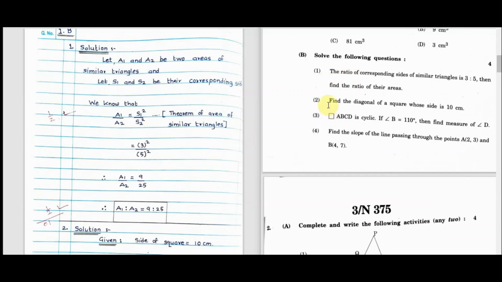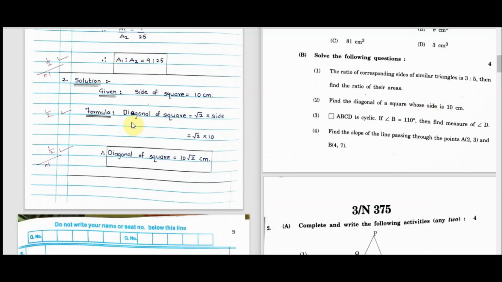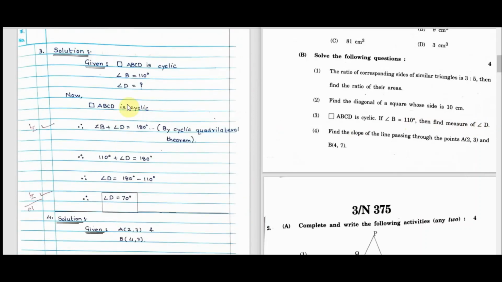Now second, find the diagonal of the square whose side is 10 centimeters. See here, for the diagonal of the square, writing the formula again gets half mark, and the final calculation half mark, total 1 mark. Third question: quadrilateral ABCD is cyclic, angle B is 110 degrees, measure angle D. You know the property of the cyclic quadrilateral, the sum of the opposite angles is 180, that is supplementary. For writing this you get half mark, and for the final calculation half mark, 1 mark.